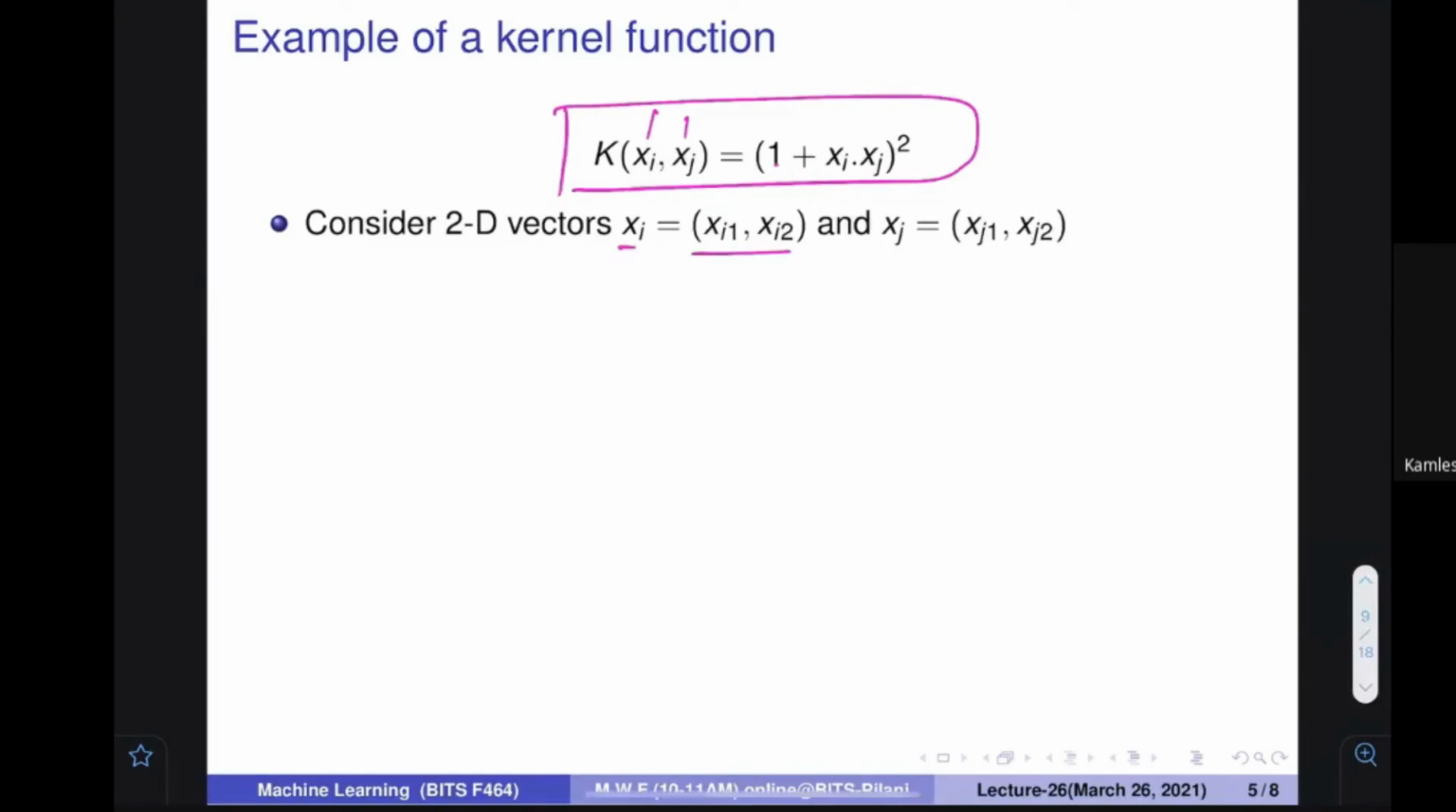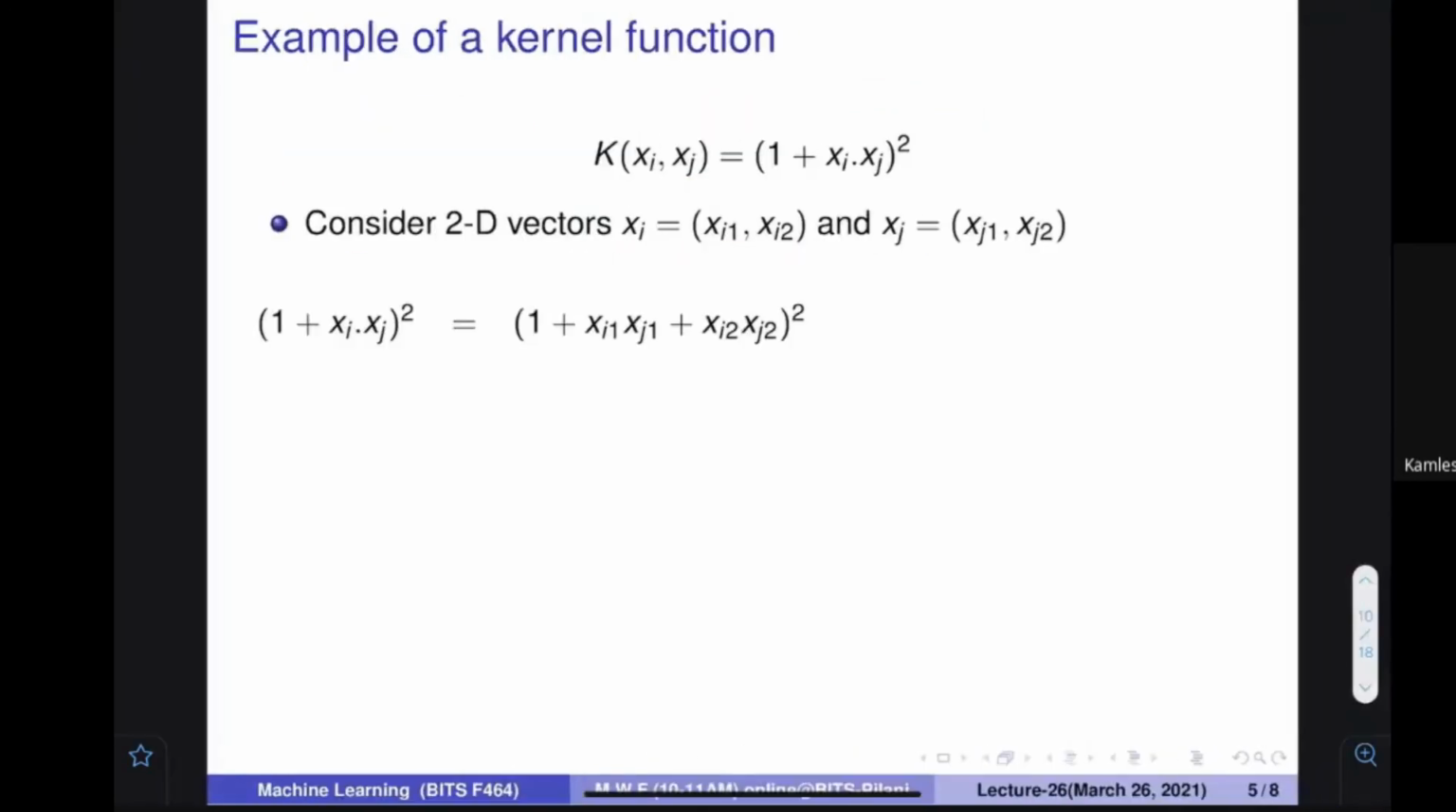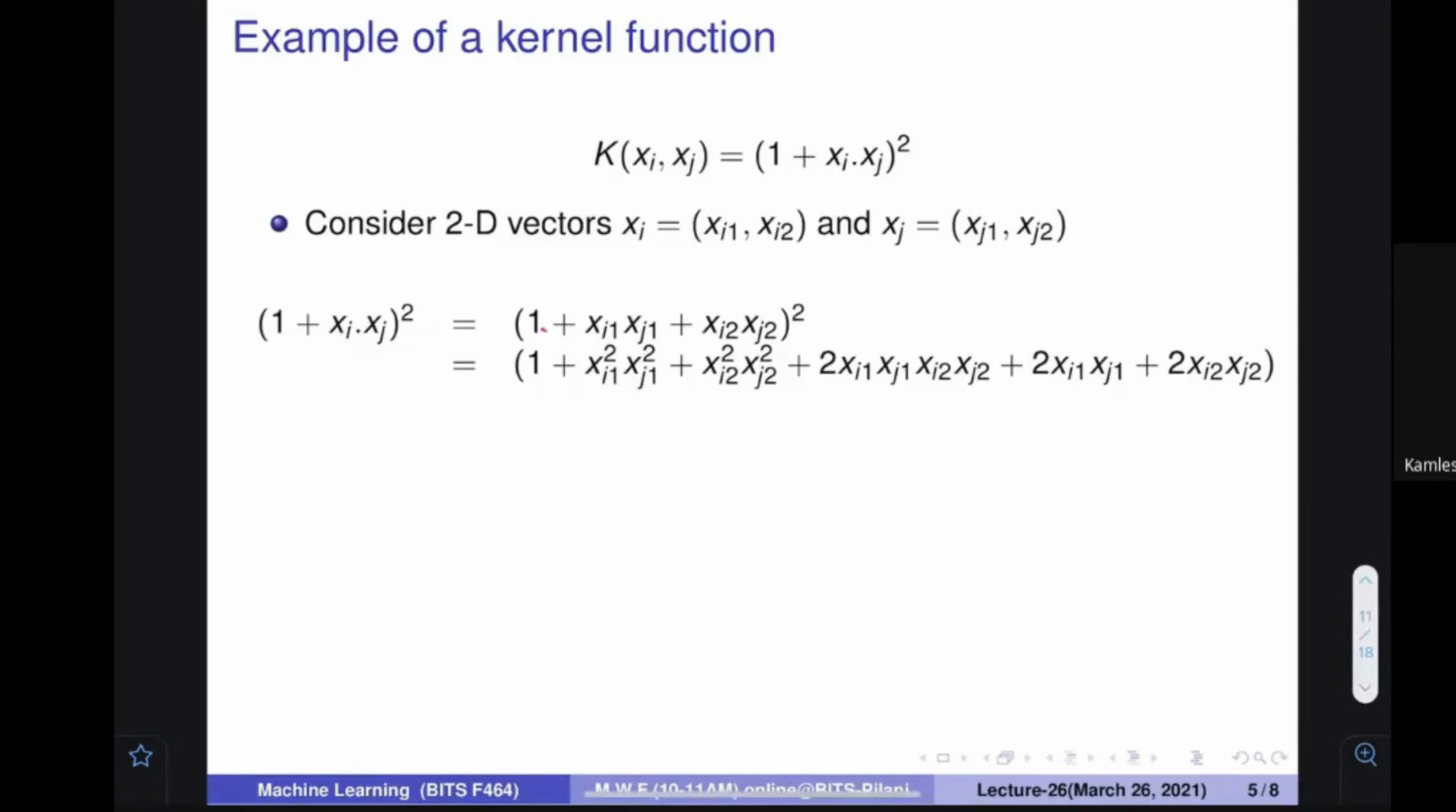Consider xi is equal to two items, xi1 and xi2, and xj is xj1 and xj2. So what is xi xj? It is the term by term multiplication of these two, plus 1. If you take the square of these three things, it is going to be 1 square, the square of this term, the square of this term, and then 2 multiplied by each of the cross multiplications, these three terms.